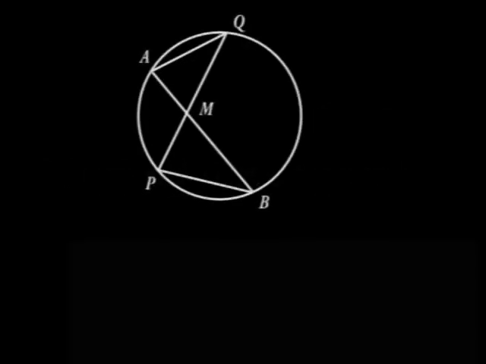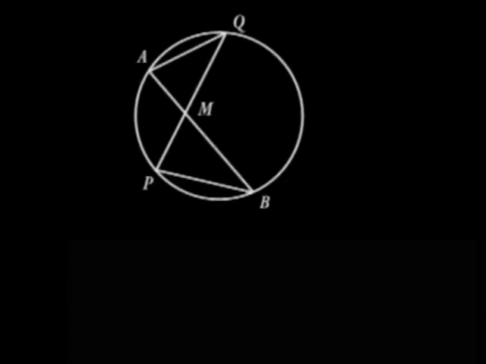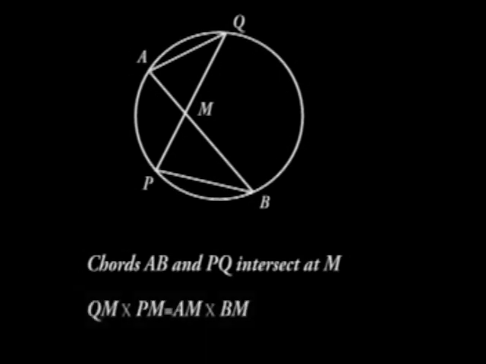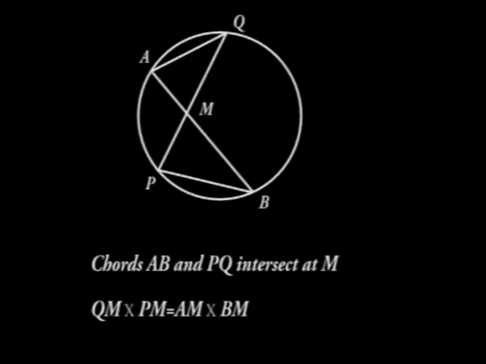Internally intersecting chords. Consider the circle below. Chords AB and PQ intersect at M. The following is true about the figure. QM times PM is equal to AM times BM.